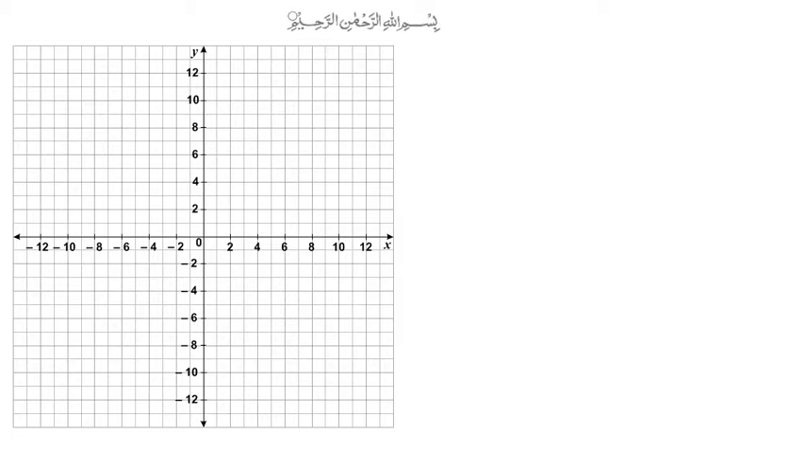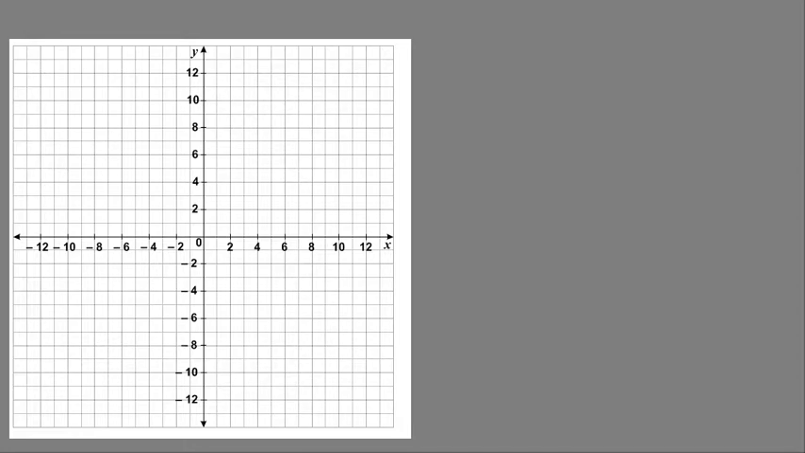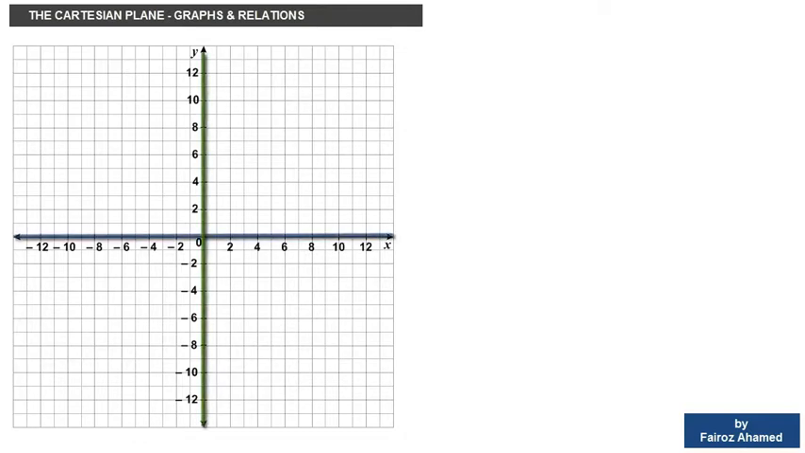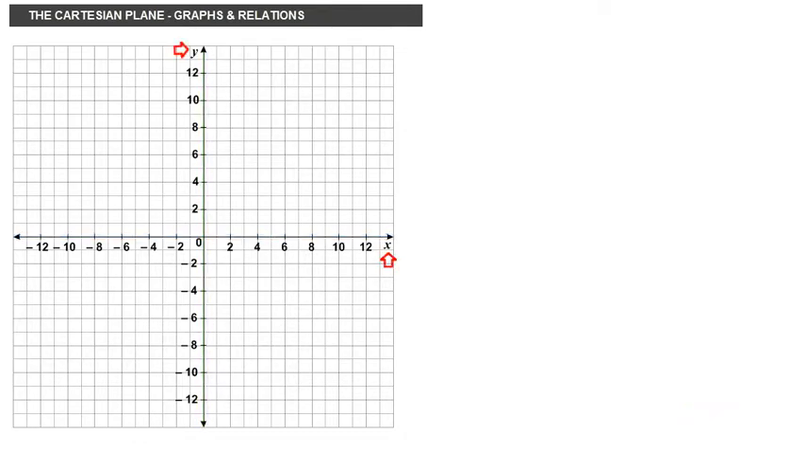We have already learned about the Cartesian plane, and in this video we shall be learning about how it can be used to visualize relationships between variables in the form of graphs. The two axes named x and y can be used to represent two variables, x and y. The Cartesian plane can now be used to visualize relationships between x and y.